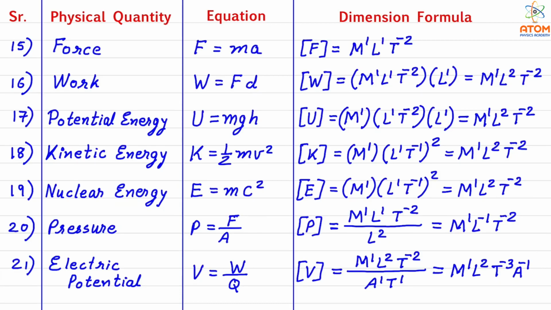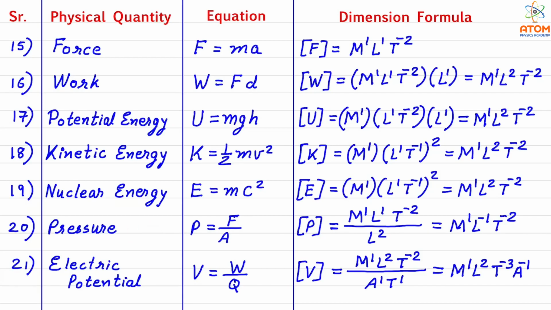See, when the unit is the same, obviously the dimensional formula will also be the same. We know that the unit of work is joule, the unit of potential energy is also joule, the unit of kinetic energy is joule, and the unit of nuclear energy is also joule. For any sort of energy, the unit is joule, and so the dimension formula will also be M1 L2 T-2.